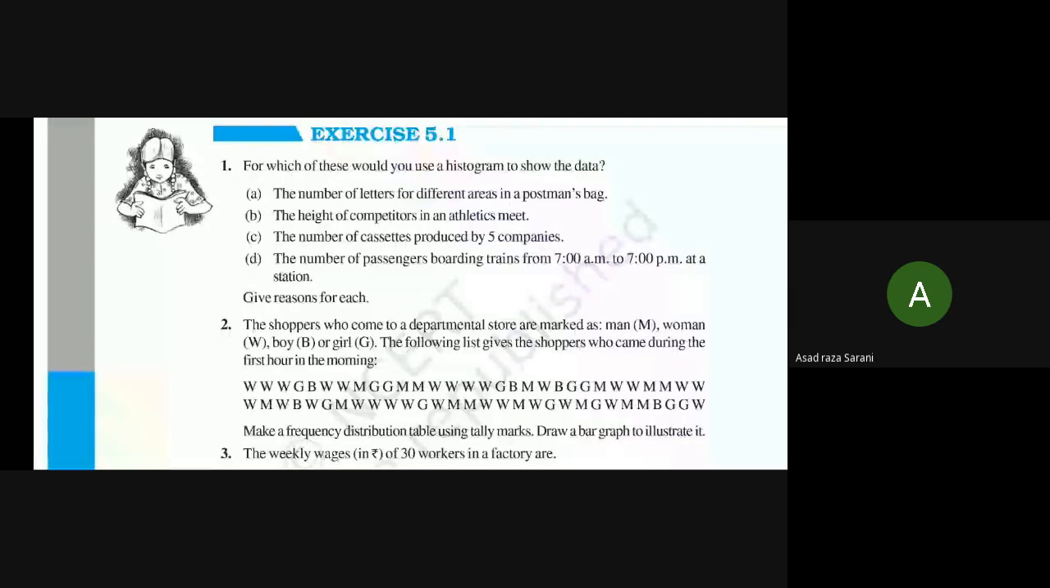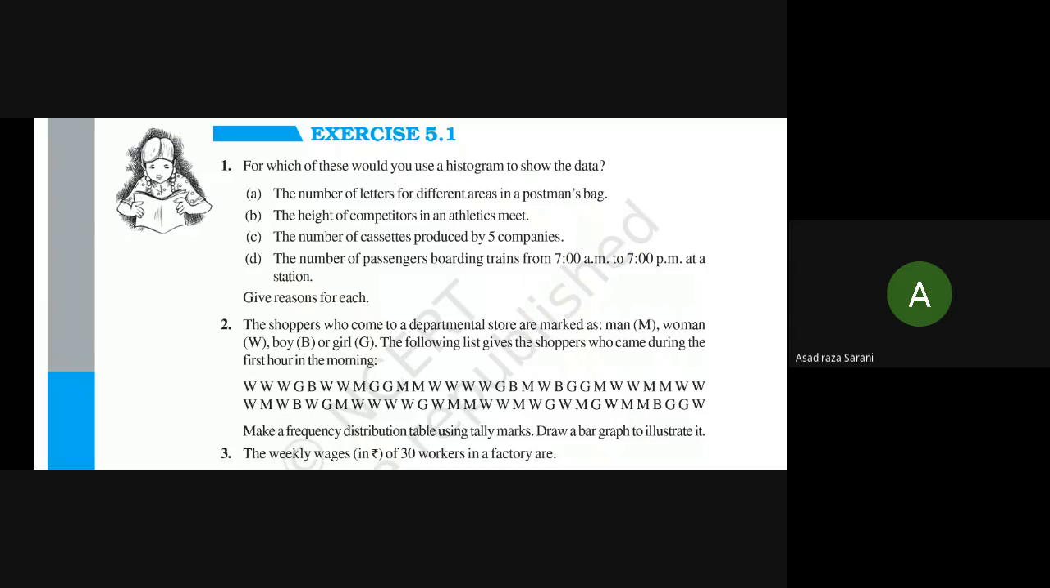Then fourth, the number of passengers boarding trains from 7 a.m. to 7 p.m. at a station. We can use a histogram in this question. Why? Because for passengers boarding trains from 7 a.m. to 7 p.m., we are making some groups. For example, 7 a.m. to 8 a.m., 8 a.m. to 9 a.m., 9 a.m. to 10 a.m., 10 a.m. to 11 a.m., 11 a.m. to 12, up to 7 p.m. So we are making some groups. Whenever you make some groups, you can use a histogram.